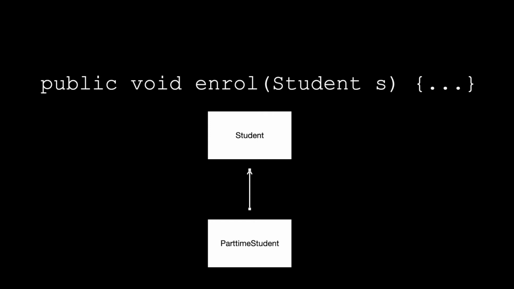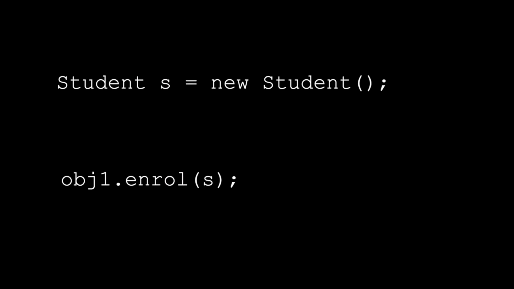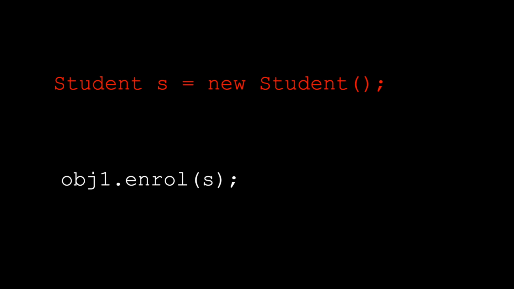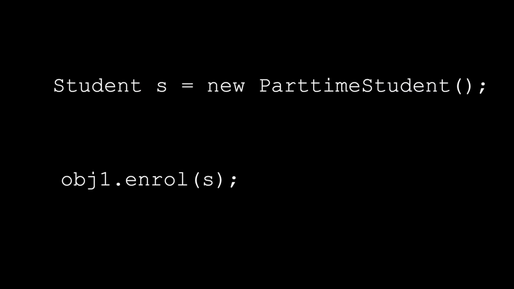You might think, this sounds obvious. Why wouldn't we be able to do that? If we don't follow the Liskov substitution principle when writing the part-time student class, replacing this with this will break the program. How can that happen?